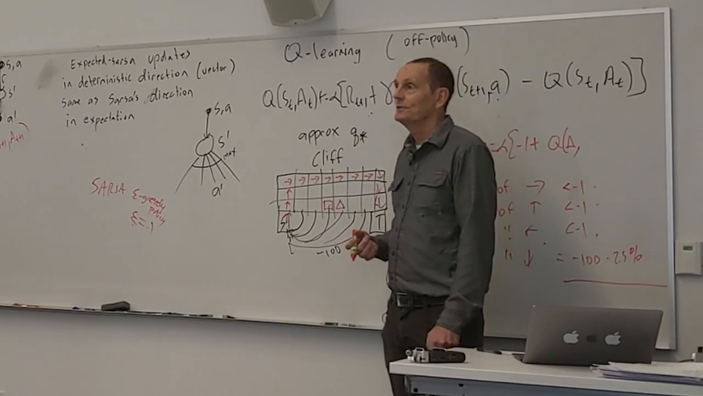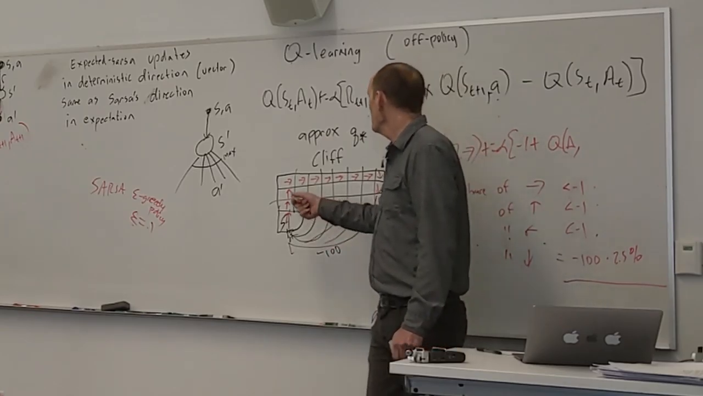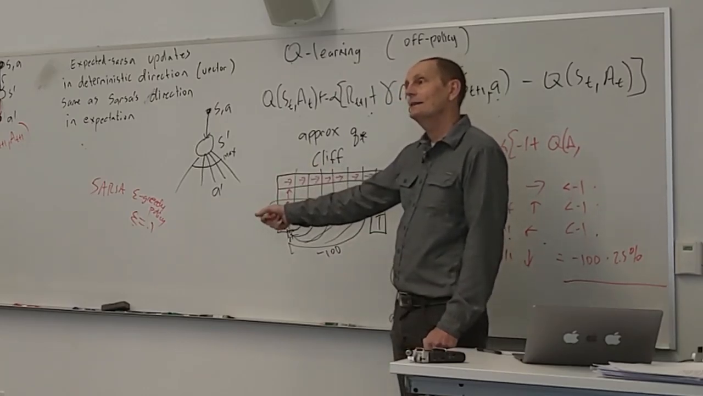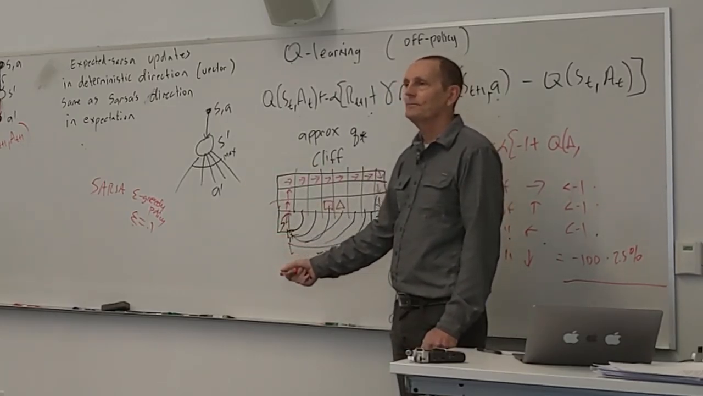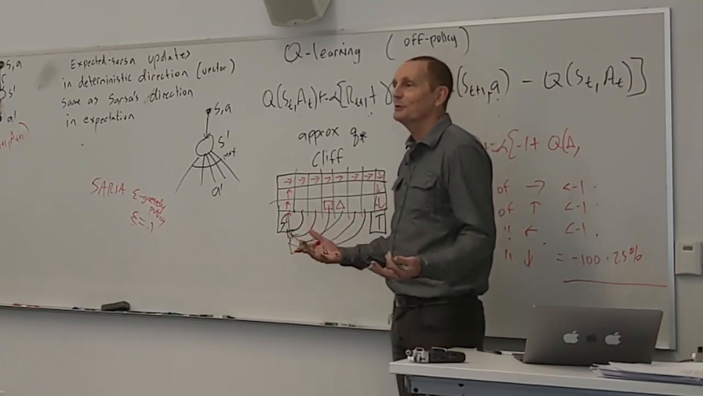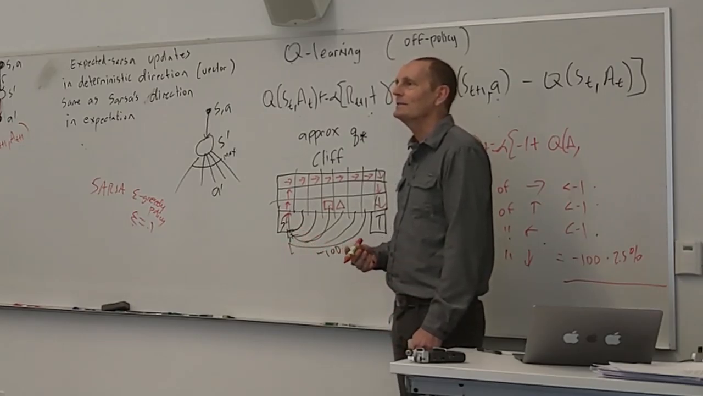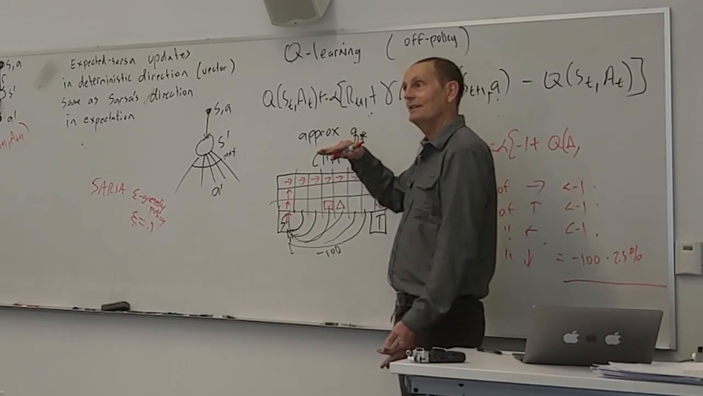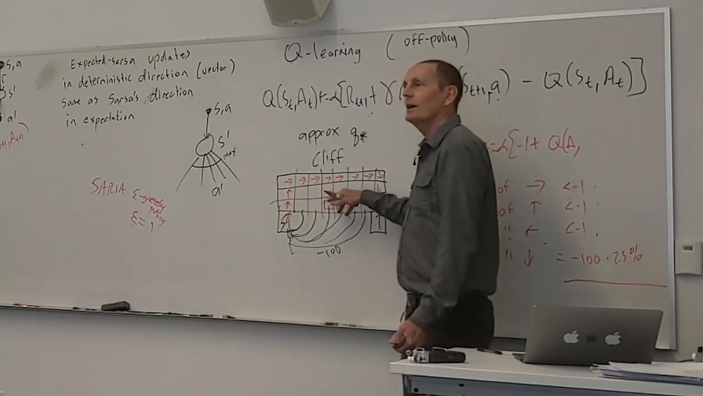By that argument, going right here is not all that great. Going right is going to be a lot better than going down, but going right is not great. Going left is worse than going right. Going up is better than both of those. And the epsilon greedy algorithm is going to basically learn that this is a good policy.